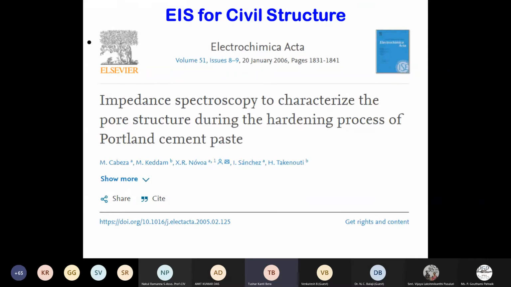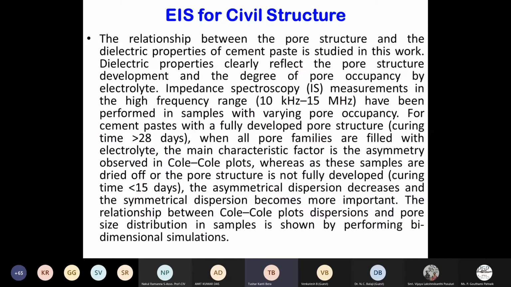So impedance spectroscopy to characterize the pore structure during the hardening process of Portland cement. That type of study they have studied from 10 kilohertz to 15 megahertz, because they told that the frequency whatever is utilized for biomedical application is kept in kilohertz, because whenever the frequency is increased, there may be the chance of the skin burning. But whenever we are utilizing some inert material, there will be no such restriction.